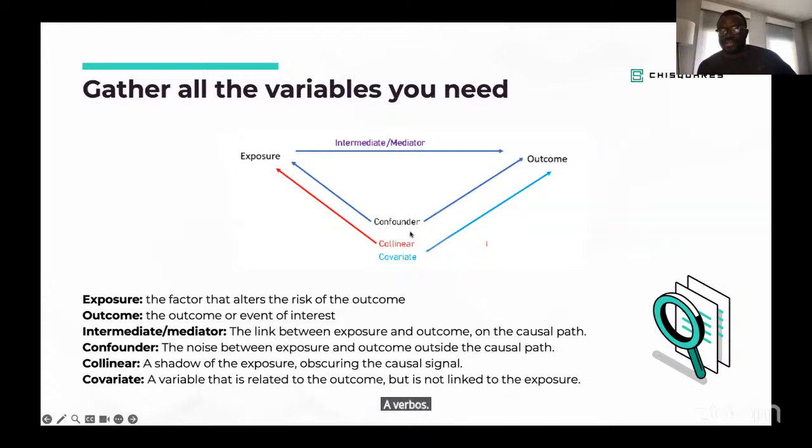The collinear variables are variables that are associated with the exposure, but not with the outcome. I'm going to list all of them too on my DAG. And then I also have intermediate variables. Intermediate variables, like confounders, are associated with the exposure and associated with the outcome. But unlike confounders, intermediate variables lie on the causal pathway.